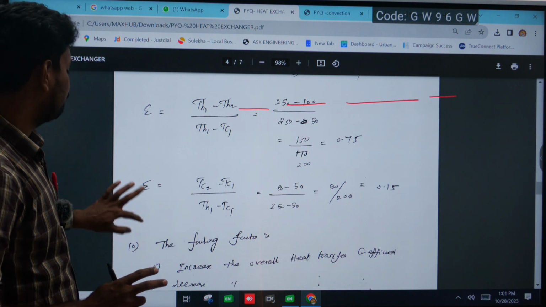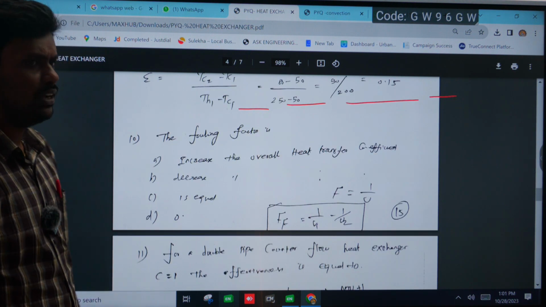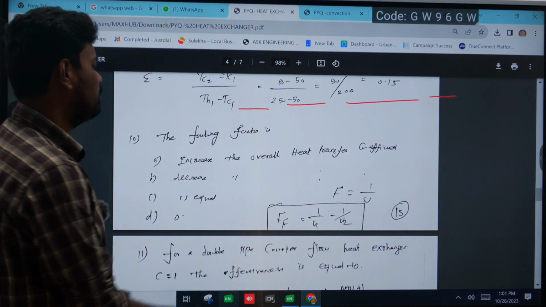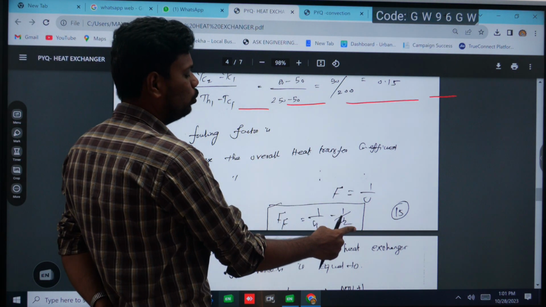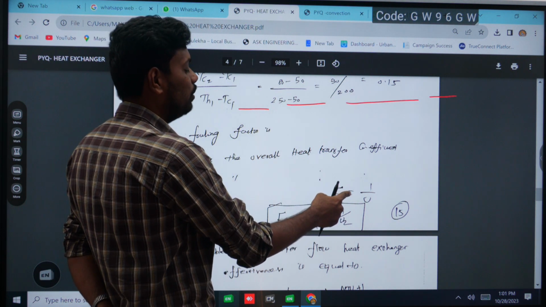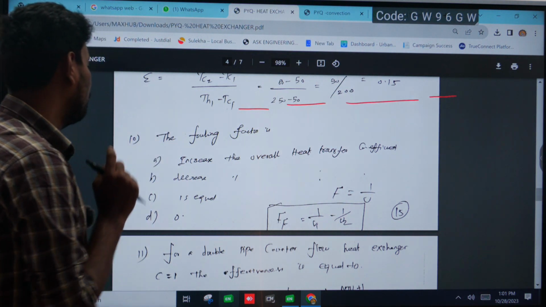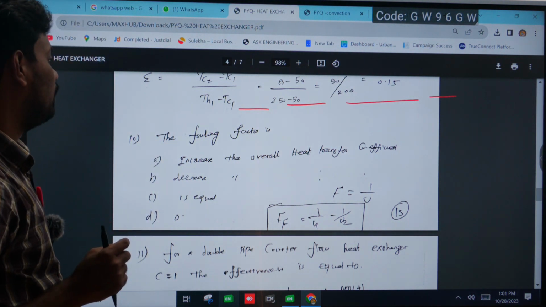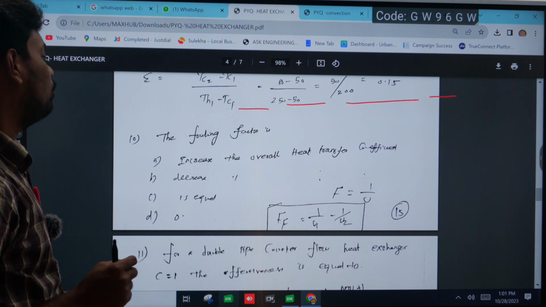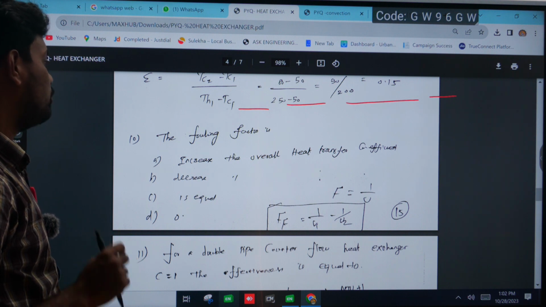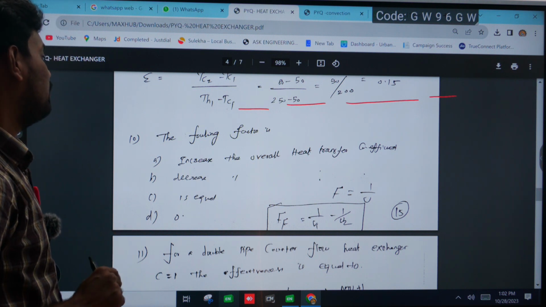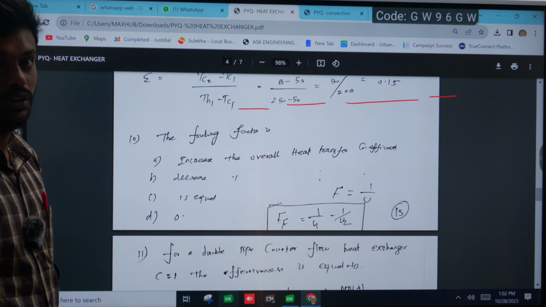Okay, that's it. Fouling factor is not available in your syllabus, but just remember, the fouling factor formula is 1 by U1 minus 1 by U2, where U means overall heat transfer coefficient. In general you can say fouling factor is equal to 1 by U. So does it increase the overall heat transfer coefficient, decrease it, keep it equal, or make it 0? The fouling factor decreases the overall heat transfer coefficient.